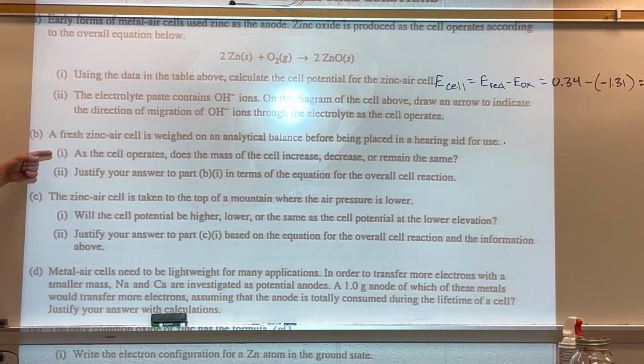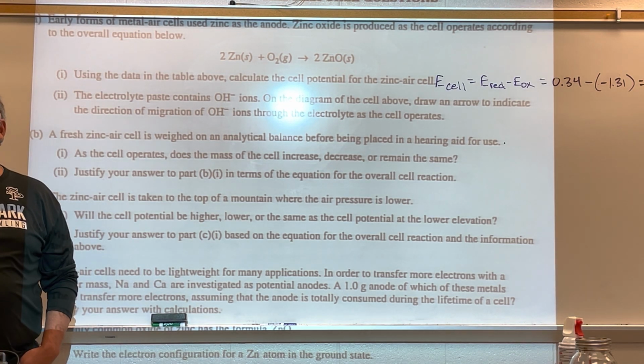So, a fresh zinc air cell is weighed on an analytical balance before being placed in a hearing aid for use. As the cell operates, does the mass of the cell increase, decrease, or remain the same? Ben, you're shaking your head. I know it's either increase or decrease, but I don't know which one. Decrease. Increase. You're just guessing?